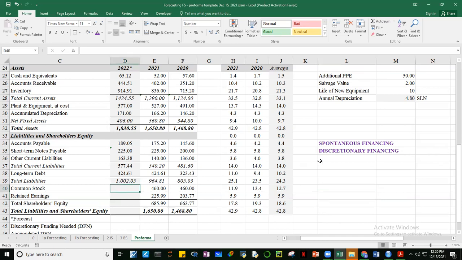Common stock, another discretionary yan. So hindi na natin pwedeng i-link sa sales yan. So let's just assume that maintain pa rin yung common stock natin.